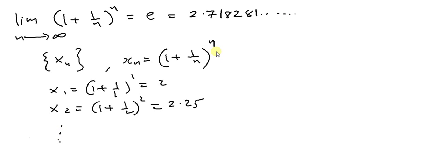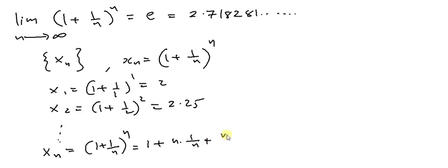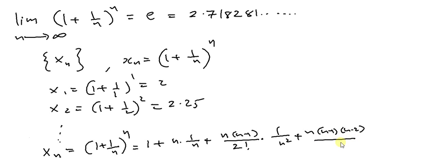Okay, applying Newton's binomial theorem for each xn, we will obtain xn equals (1 plus 1 over n) raised to n, which equals 1 plus n times 1 by n, plus n times (n minus 1) over 2 factorial times 1 by n squared, plus n times (n minus 1) times (n minus 2) over 3 factorial times 1 by n cubed, plus etc.